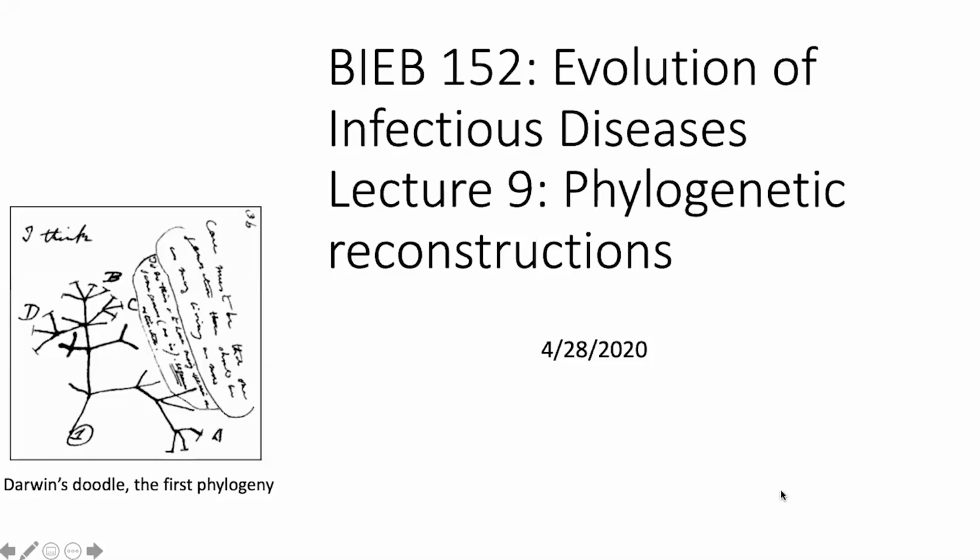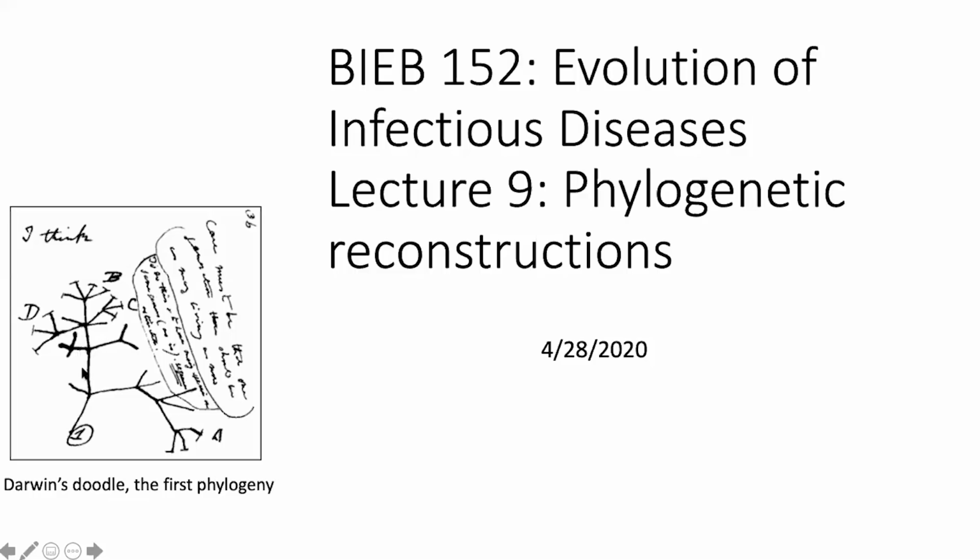So I have a picture on this title screen, and this is actually a picture of one of the first, if not the first, phylogeny ever drawn. It was jotted down by Darwin in a notebook, and he was just thinking about how populations evolve and how they then diverge into different species, and what this kind of looks like. And he was drawing these lines connecting things and these branching points here. And this is what we know today as a phylogeny.